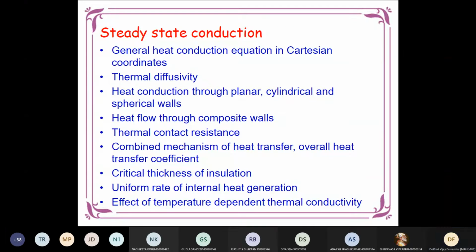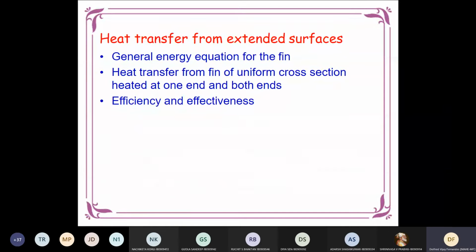Then we will discuss the critical thickness of insulation and thermal contact resistance. Also, we are going to consider the effect of temperature-dependent thermal conductivity. Then we will move on to another very important thing in steady state conduction, that is uniform heat generation, heat conduction with heat generation. And then we will consider extended surfaces.